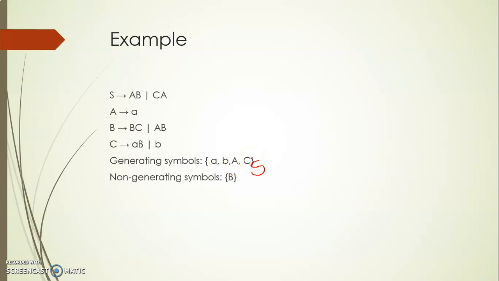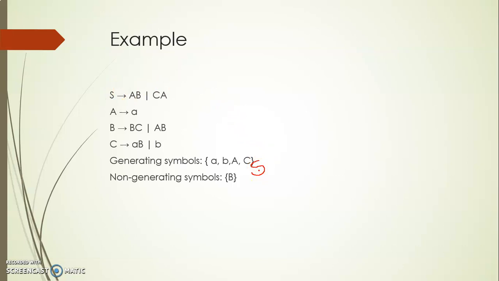Next, you have to go ahead with another iteration until no more non-terminal symbols are added. So in S, the first option is AB. I know A is generating, but I do not know about B, so I am leaving it. But here, we'll go with the second option. C is generating and A is generating. Since both A and C are generating, I can include that S is also generating.